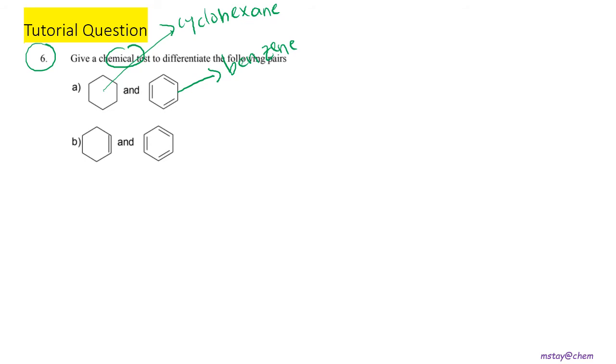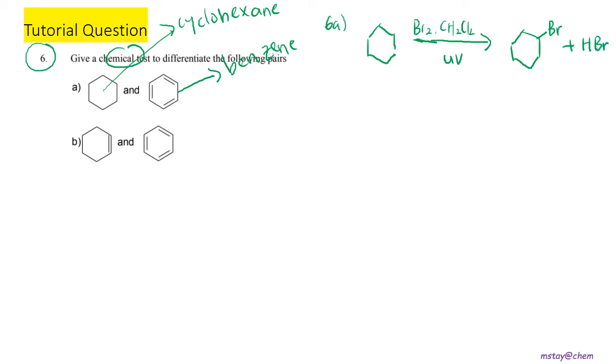So in this case, if we carry out the bromine test for question 6a, the cyclohexane will react with the bromine in CH2Cl2 in the presence of UV. So the cyclohexane will become bromocyclohexane and the side product is HBr. I won't repeat the naming, the name of the test, and also the observation and the reaction for the benzene, because it is similar to question number 10a. So now we proceed to question 10b.